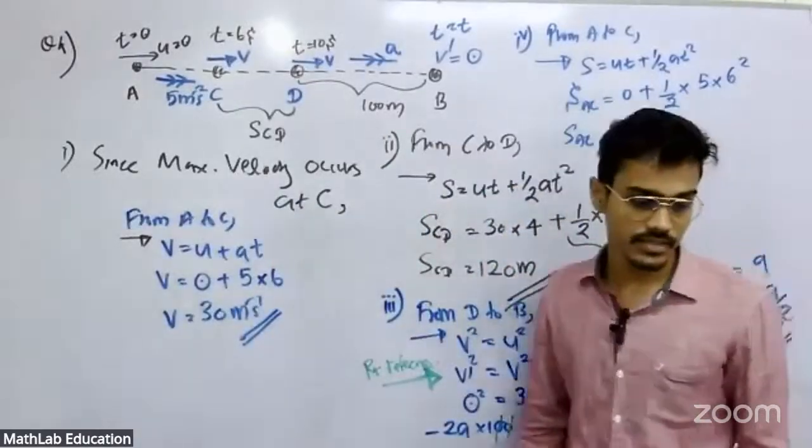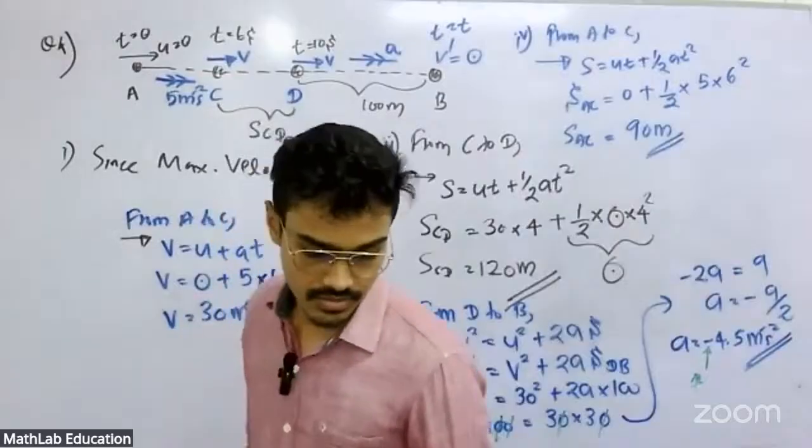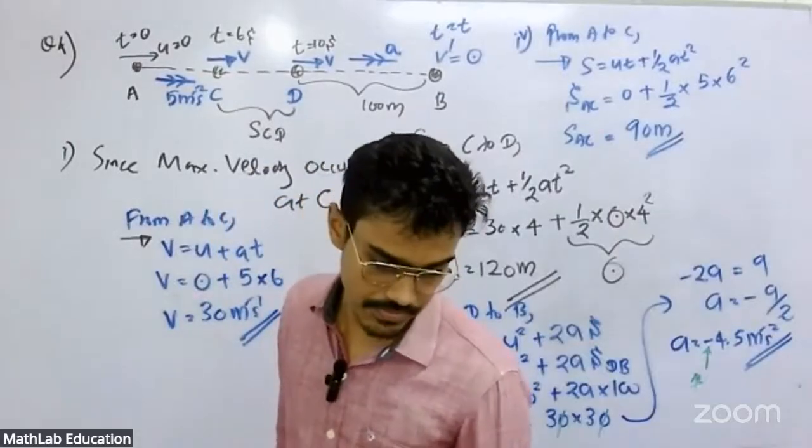That is just AC. What is asked is the distance from A to B. What's the distance between the two bus stops A and B?